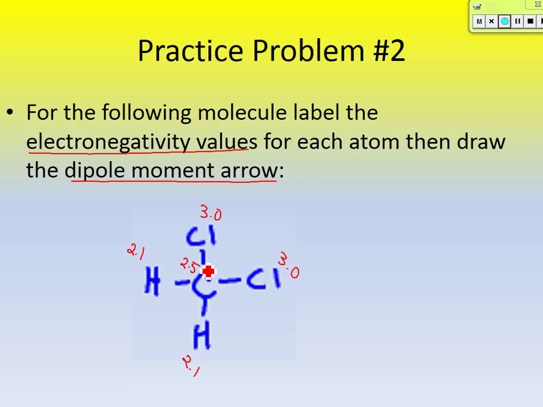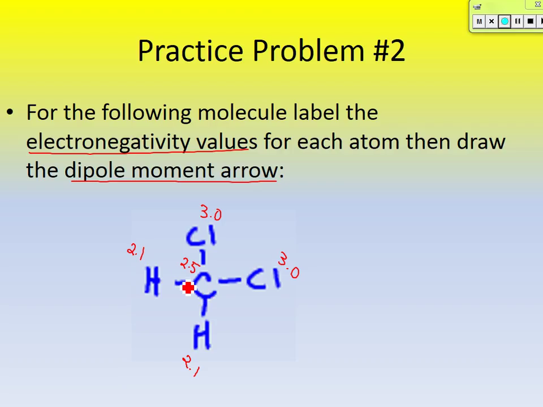Now, this one's a little bit different. It's not a linear molecule. What structure would this be? What geometry would this be? It's got 4 atoms attached to a central atom. What is it? Tetrahedral. Good. It's a tetrahedral molecule. So these are a little different. Let's look at it.